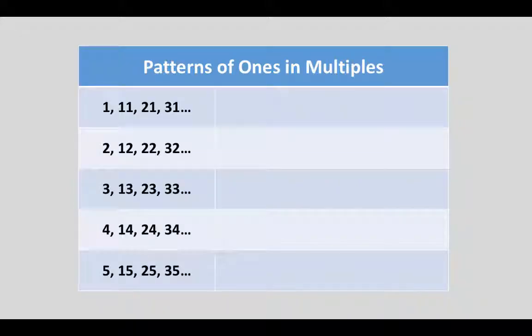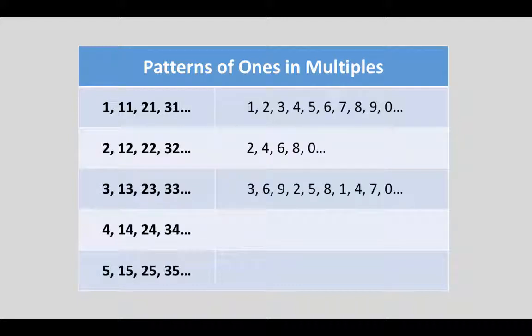We have seen that the ones in multiples of 11 follow the same pattern as multiples of 1. In fact, the multiples of any number with 1 ones would follow this same pattern. Similarly, any number with 2 ones would follow the pattern of the multiples of 2. Any number with 3 ones would follow the pattern of multiples of 3. Any number with 4 ones would follow the pattern of multiples of 4. And any number with 5 ones would follow the pattern of multiples of 5.